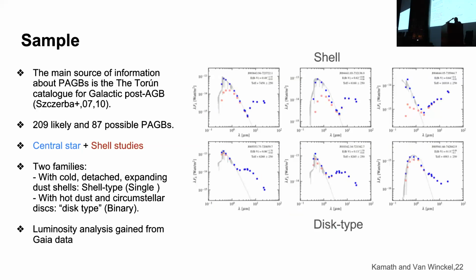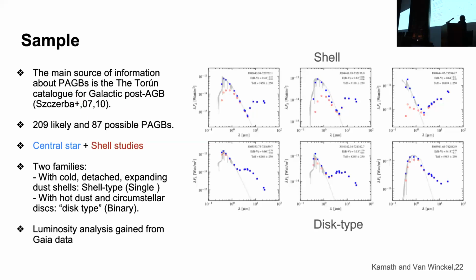Okay, so first we're going to start with the sample. The first thing you have to do is to know how many post-AGBs you have. If you're looking for post-AGB, the way to go is here: the Torun catalog for galactic post-AGB by Szczerba. This is an implemented database where you have all the galactic post-AGBs that are known so far. In that catalog, we have 209 likely and 87 possible post-AGB stars.